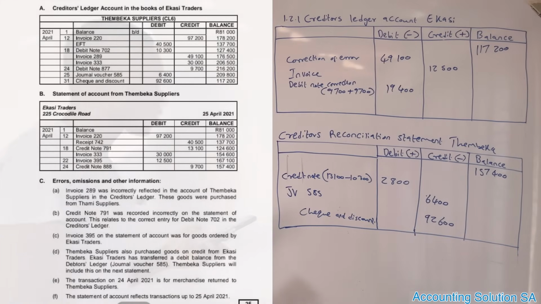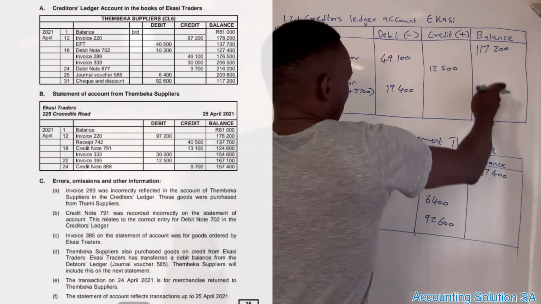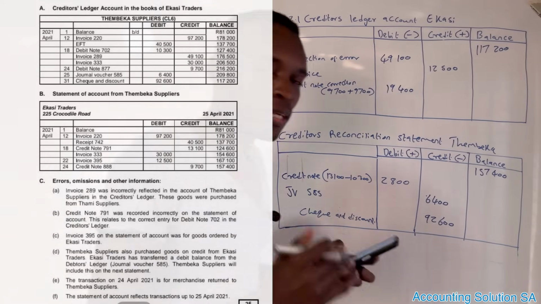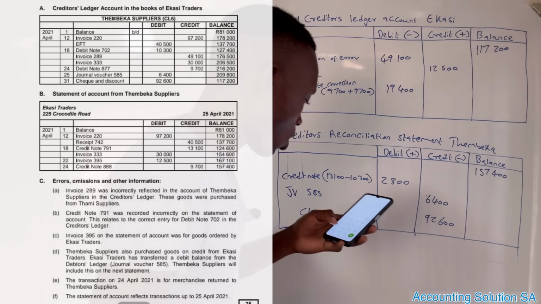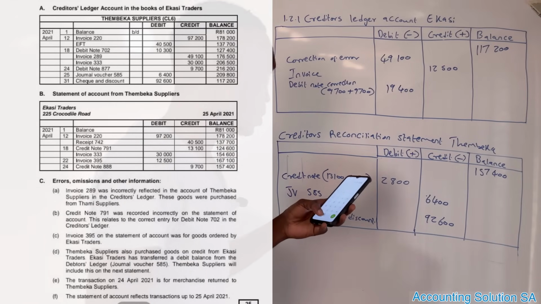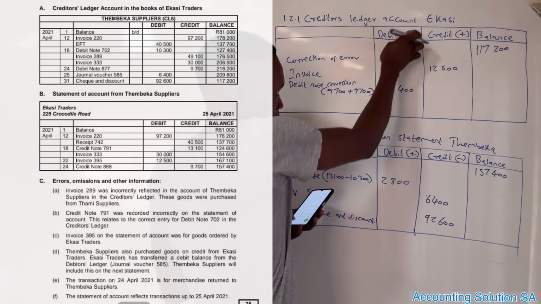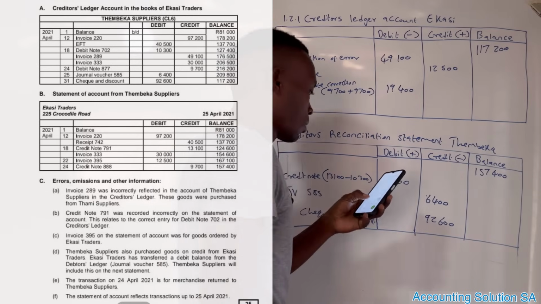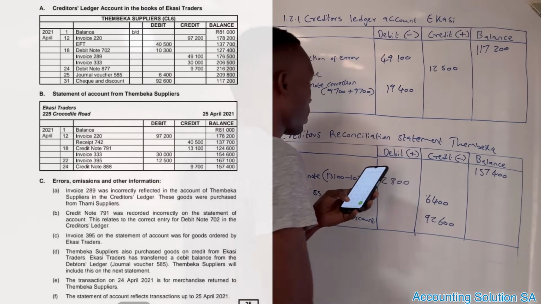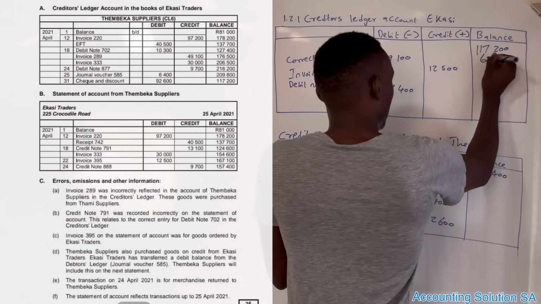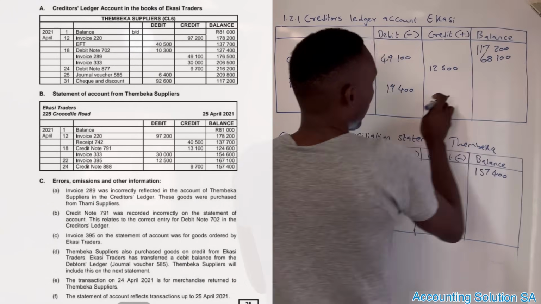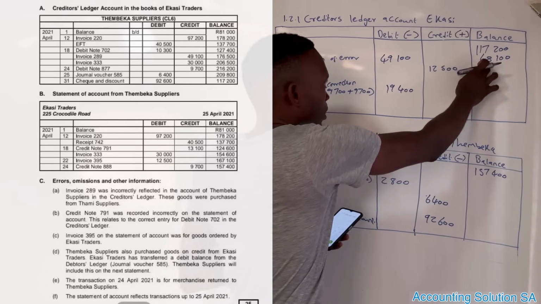Okay, now we are done with the transactions, but we are not done. Now we have to calculate these balances, guys. Whenever you have a transaction, after each and every transaction, you must calculate the balance. This is how you do it. 117,200, and we said minus, because it's this side, minus 49,100 is going to give us the balance of 68,100.